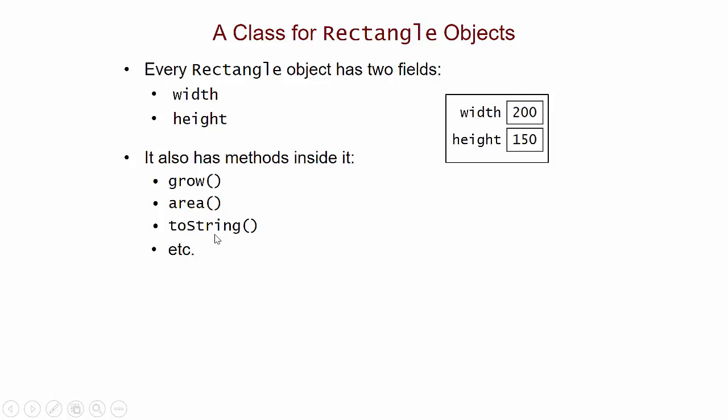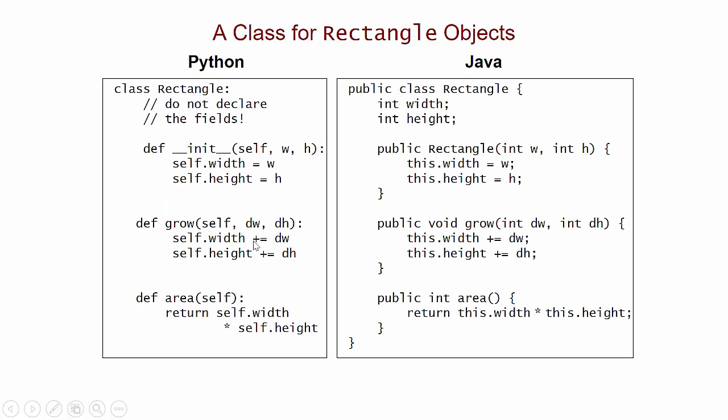printable version of it. This actually is something that wasn't in the video, but we did look at this in lecture. Now, here is what the two classes look like, or at least a partial version of the two classes in the languages. And you can go back and review this in the previous video.